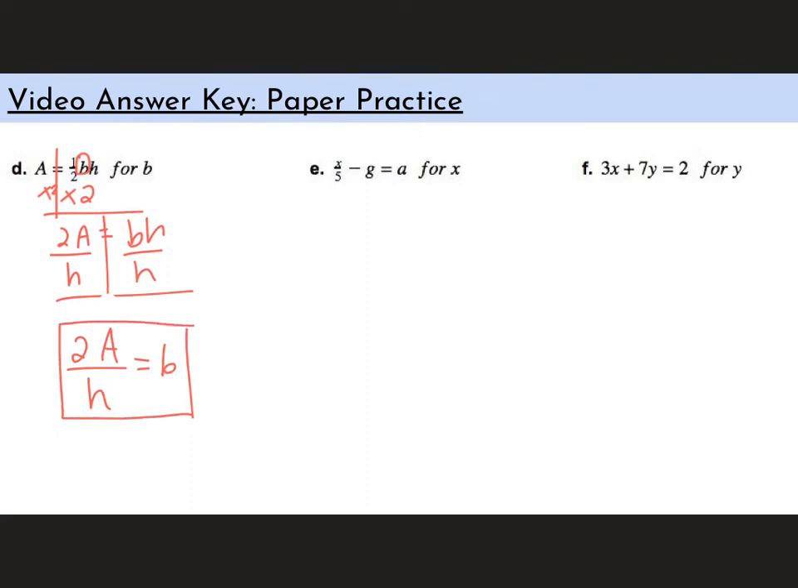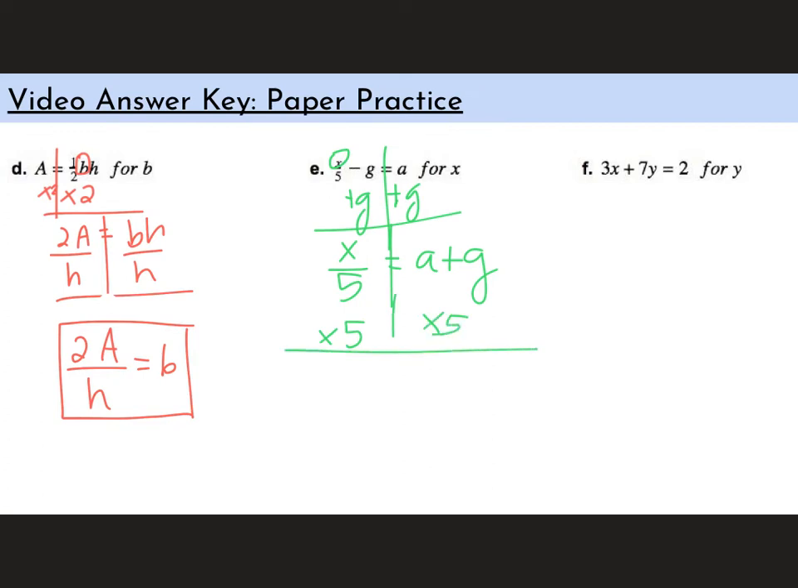Next one here, you guys are doing awesome. Solving for x. So let's go ahead and get rid of this minus g by adding g to both sides. So we'll have x divided by 5 equals a plus g. Now to get rid of a divide by 5, we're going to multiply by 5 on both sides.